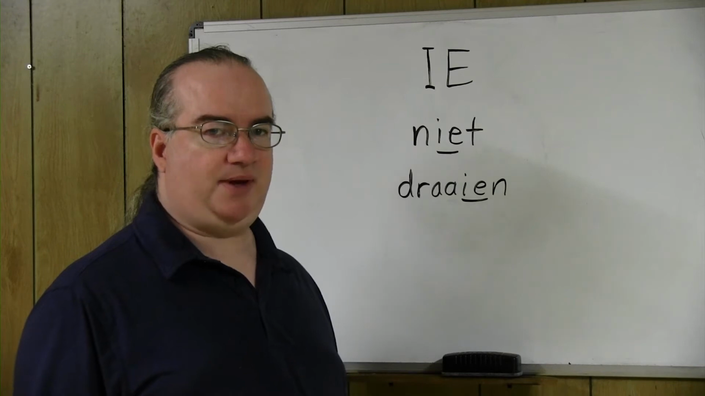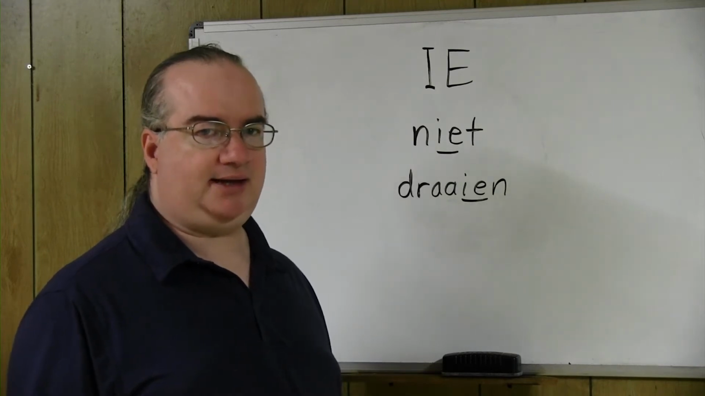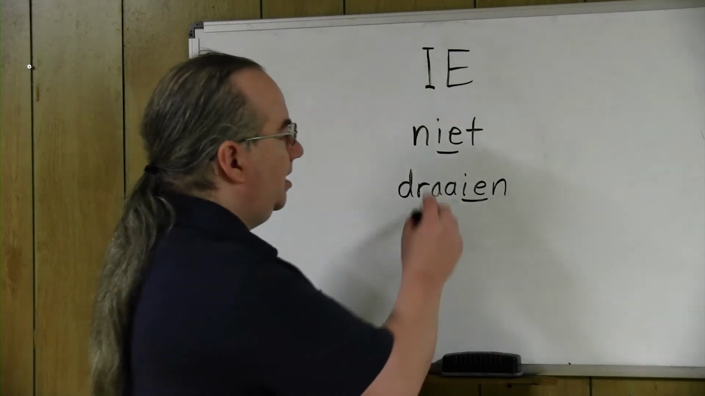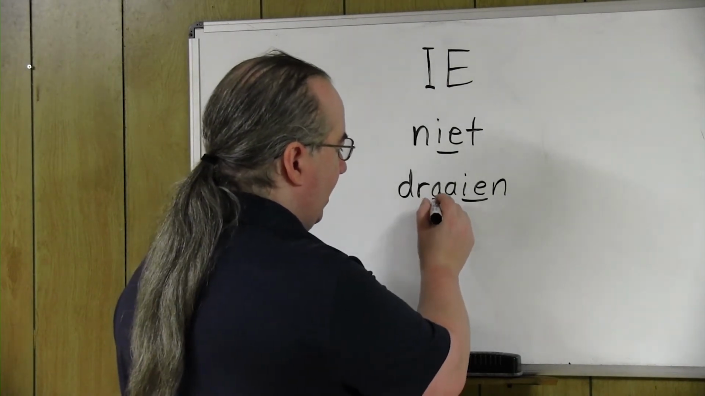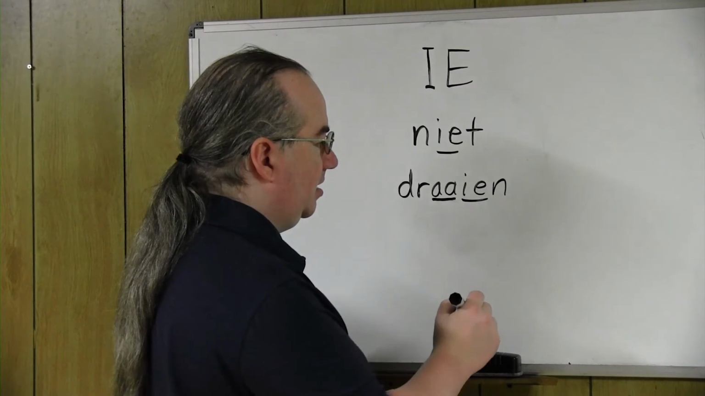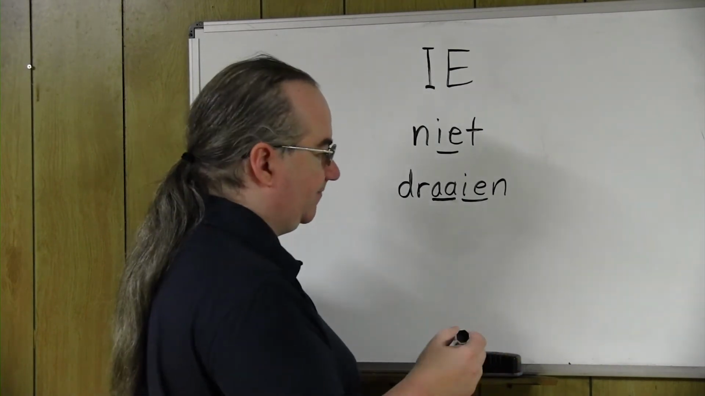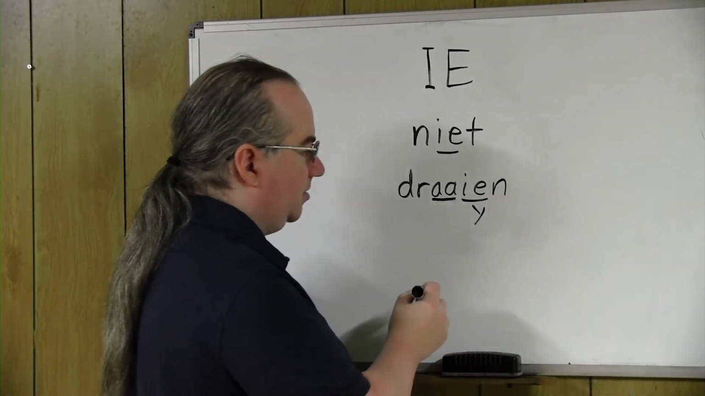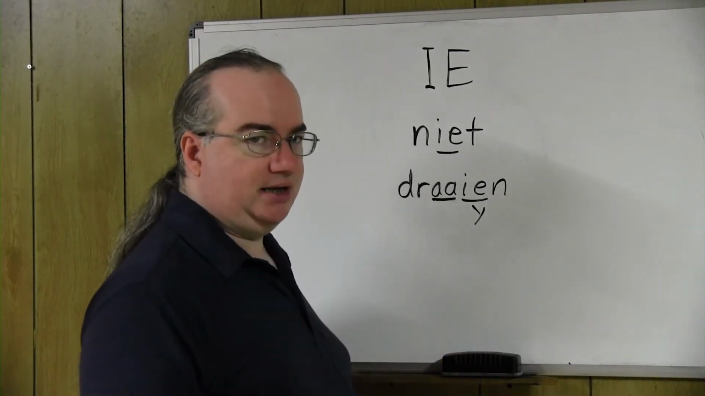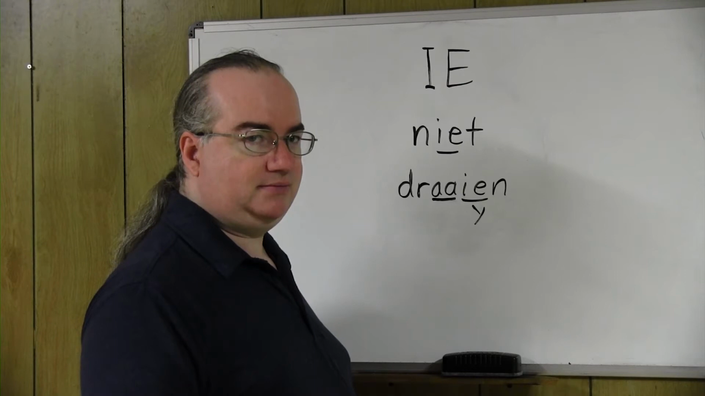The long I, spelled I-E, is pronounced ee, like in the word niet. But in the second word here, when you have an AA right before the IE, it makes the IE have a little bit of a different sound. It's more like the Y. So this word is pronounced draaien, draaien.